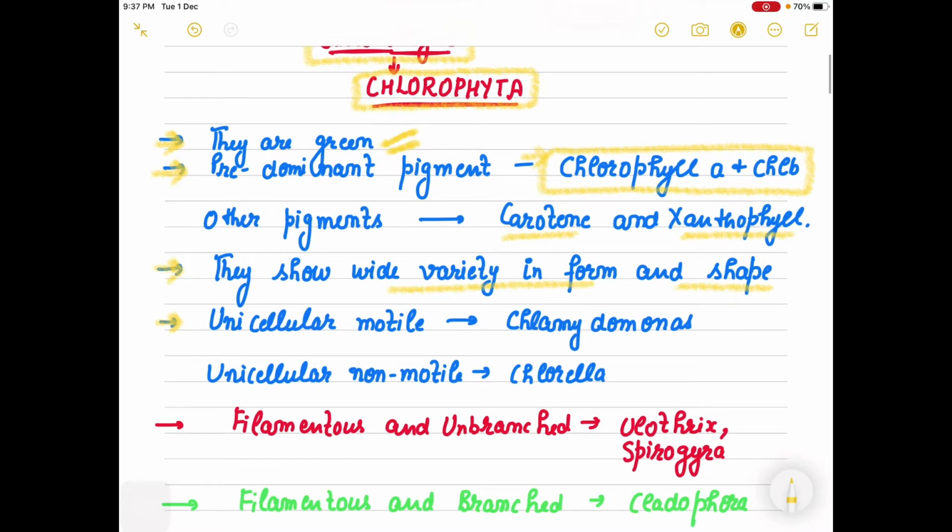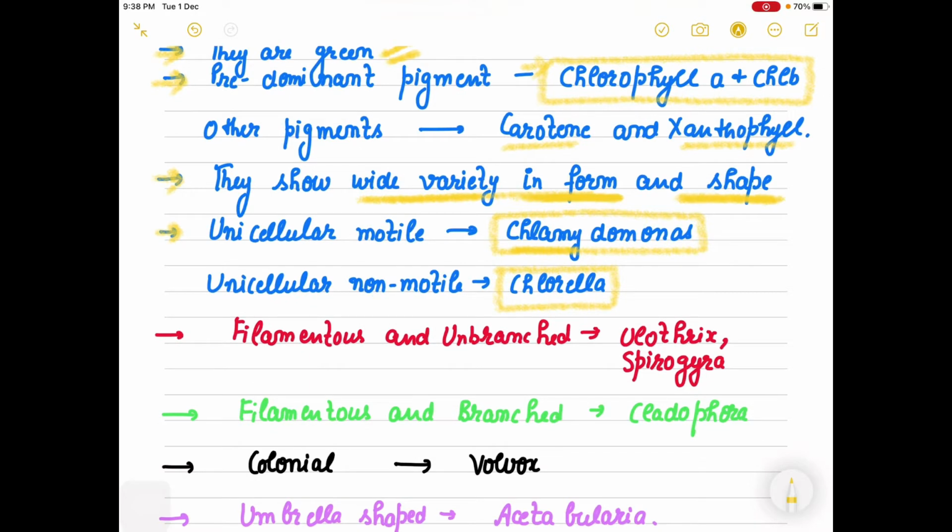Now I told you in one single line that it has a wide variety. It has different forms as well as shapes. Let's now talk about the examples. Those members which are unicellular and motile, the very famous, very common example is Chlamydomonas. This is unicellular and it is motile. Unicellular non-motile, Chlorella. These all are green algae examples.